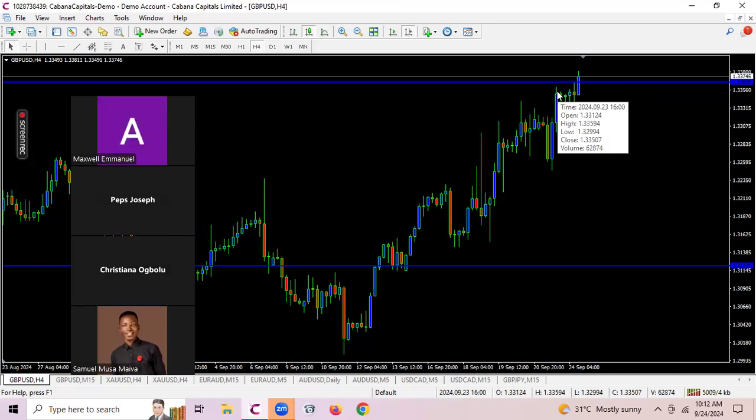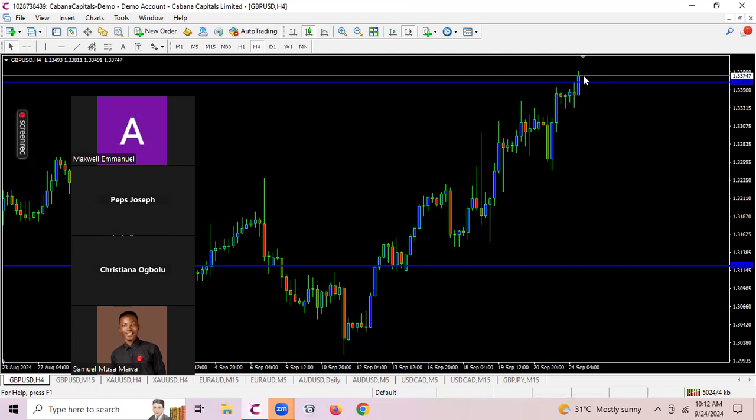And my students, you know what you should look out for. You should look out for a reversal pattern on 4-hour. The reversal pattern.